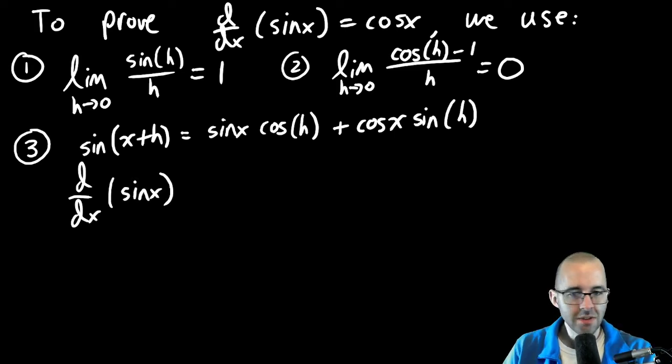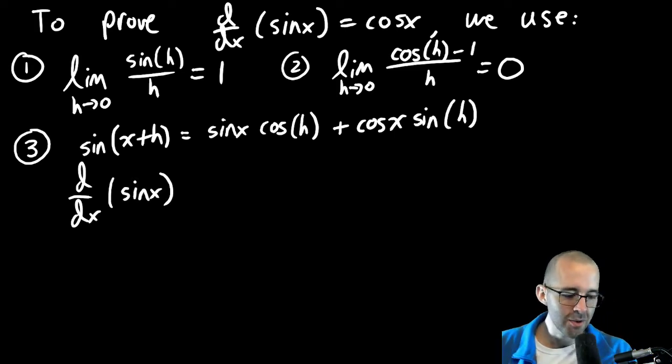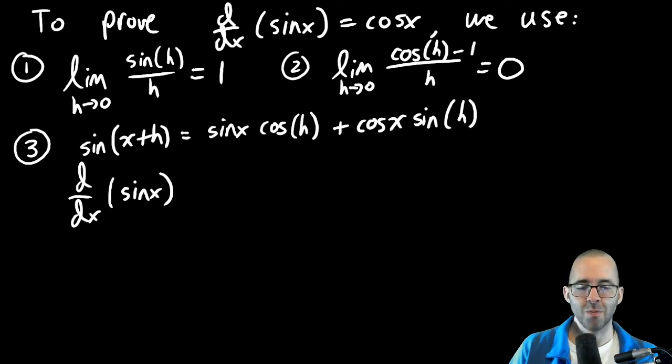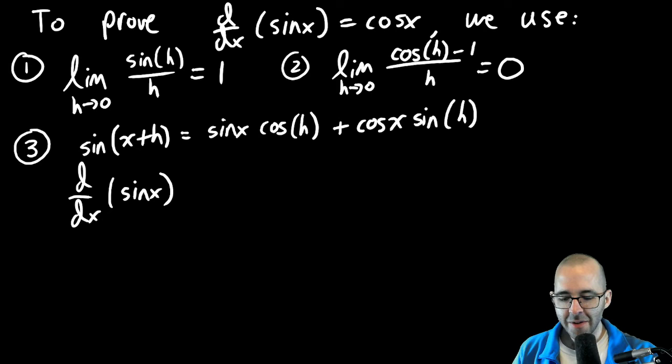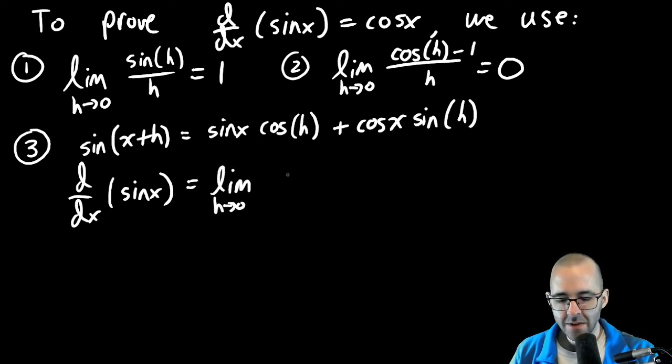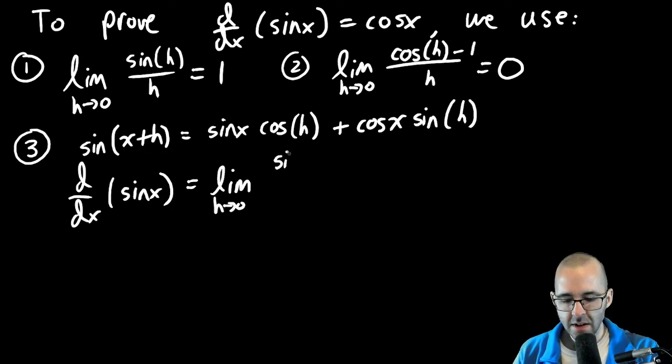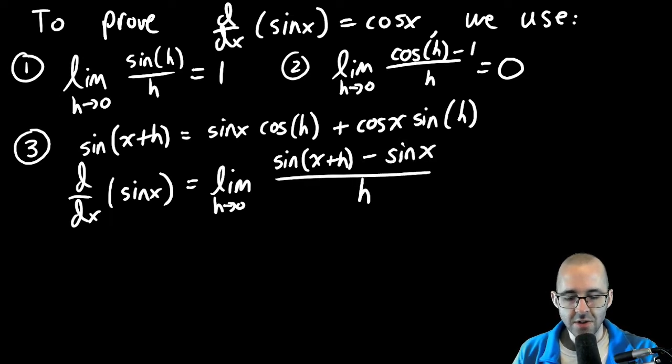Let's usually start with the more complicated side, if anyone remembers that from proving things in a trig or pre-calc class. So the derivative of that left-hand side is literally the limit as h goes to 0 of f of x plus h minus f of x all over h. In this case, our f is the sine.